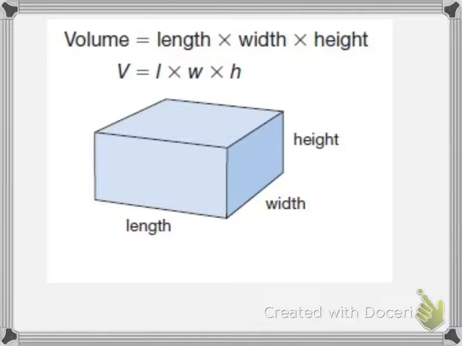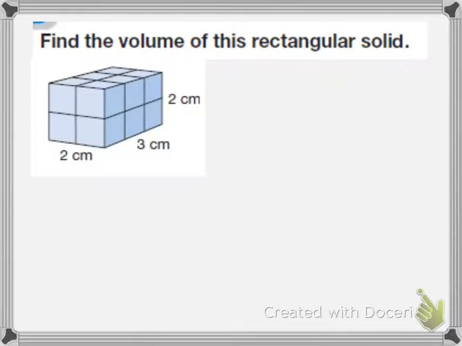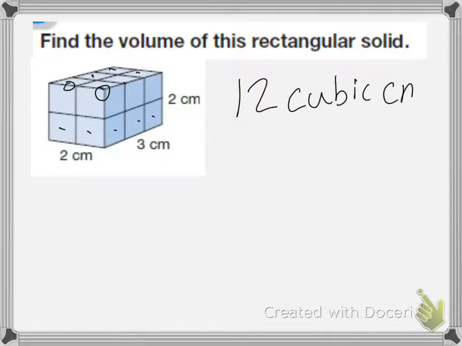Okay? And we do that by multiplying length times width times height. The length is usually at the front, the width is the one that kind of pokes back, and the height, of course, is how tall the object is. So here, it asks, what is the volume of this rectangular solid? Since it's broken up into pieces, I could count. I can see that there's 1, 2, 3, 4, 5, 6 cubes on this top row. So that means there has to be 6 cubes on the bottom row, though some are hidden. So that means this has to be 12 cubic centimeters.